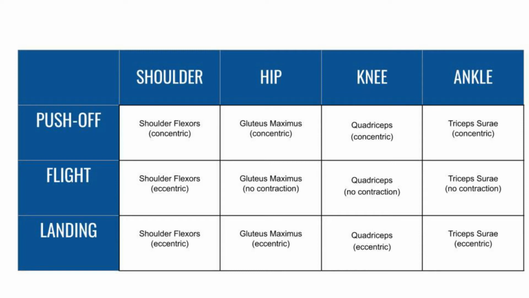First, we have the concentric shoulder flexion during the push-off phase. By producing its own momentum, arm swinging lessens the negative momentum of the whole body, making it easier for the body to achieve a greater vertical velocity.